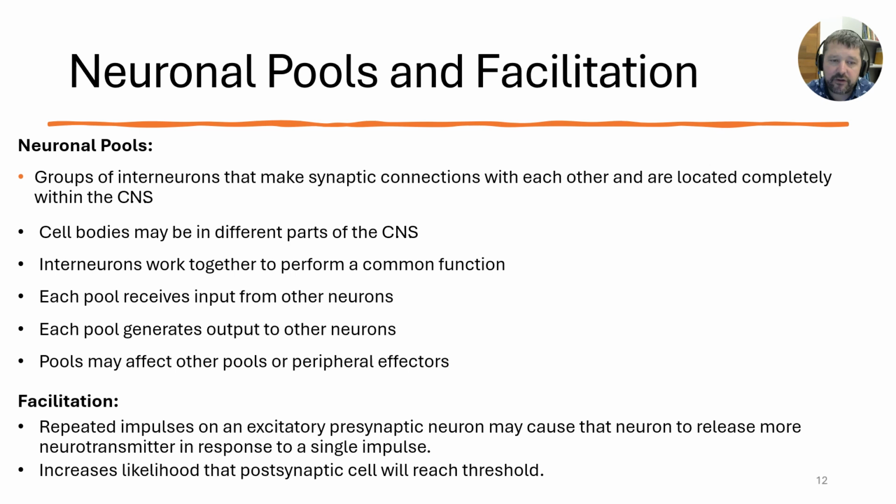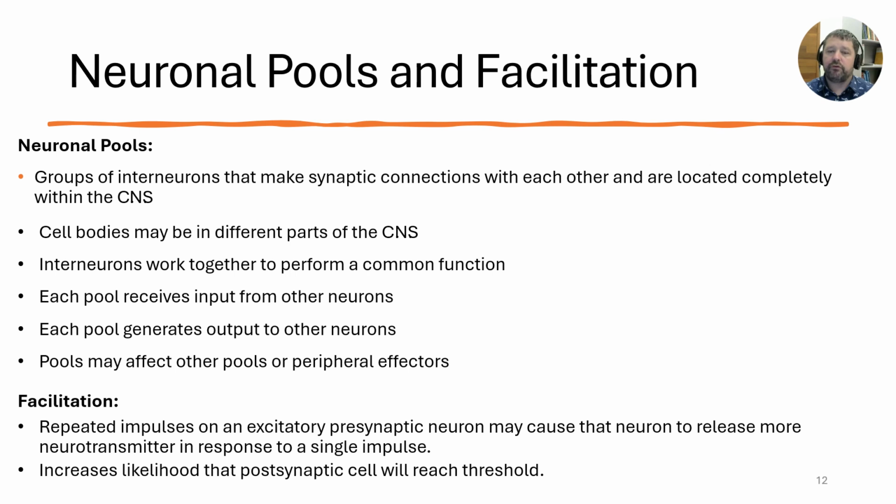And facilitation is when the impulse that is going to be released responds to a single impulse. So you may have a presynaptic neuron that causes a neuron to release more neurotransmitters in response to a single impulse. Okay, so the way this works is it's like a summation.